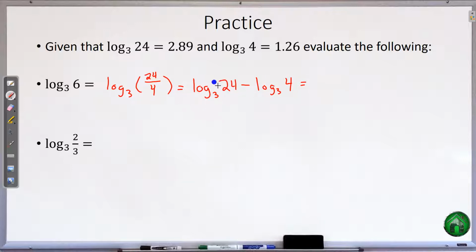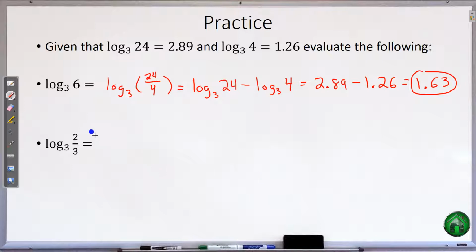So again, I'm applying this log property, but I'm kind of doing it backwards. And so now this one is 2.89 minus 1.26. So 9 minus 6 is 3, 8 minus 2 is 6, 1. There we go.